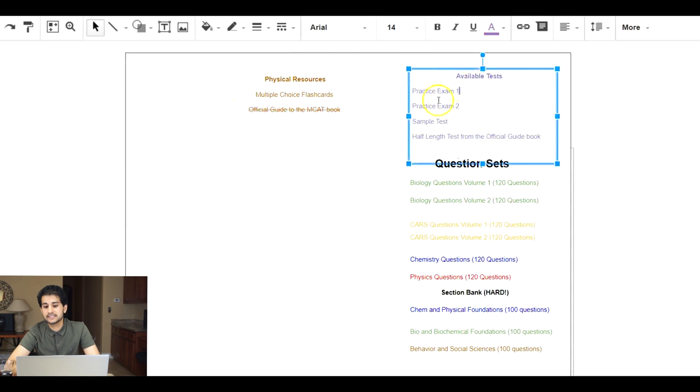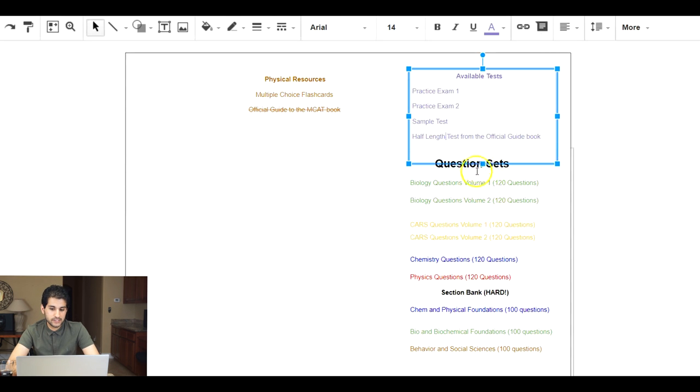The available tests, there are four available tests. Well, three full tests, one half-length test, and I arrange them in order of importance. So practice exam one and two are the most important. The sample test is just like the practice exams, but you don't get a score. And then there's also a half-length test.